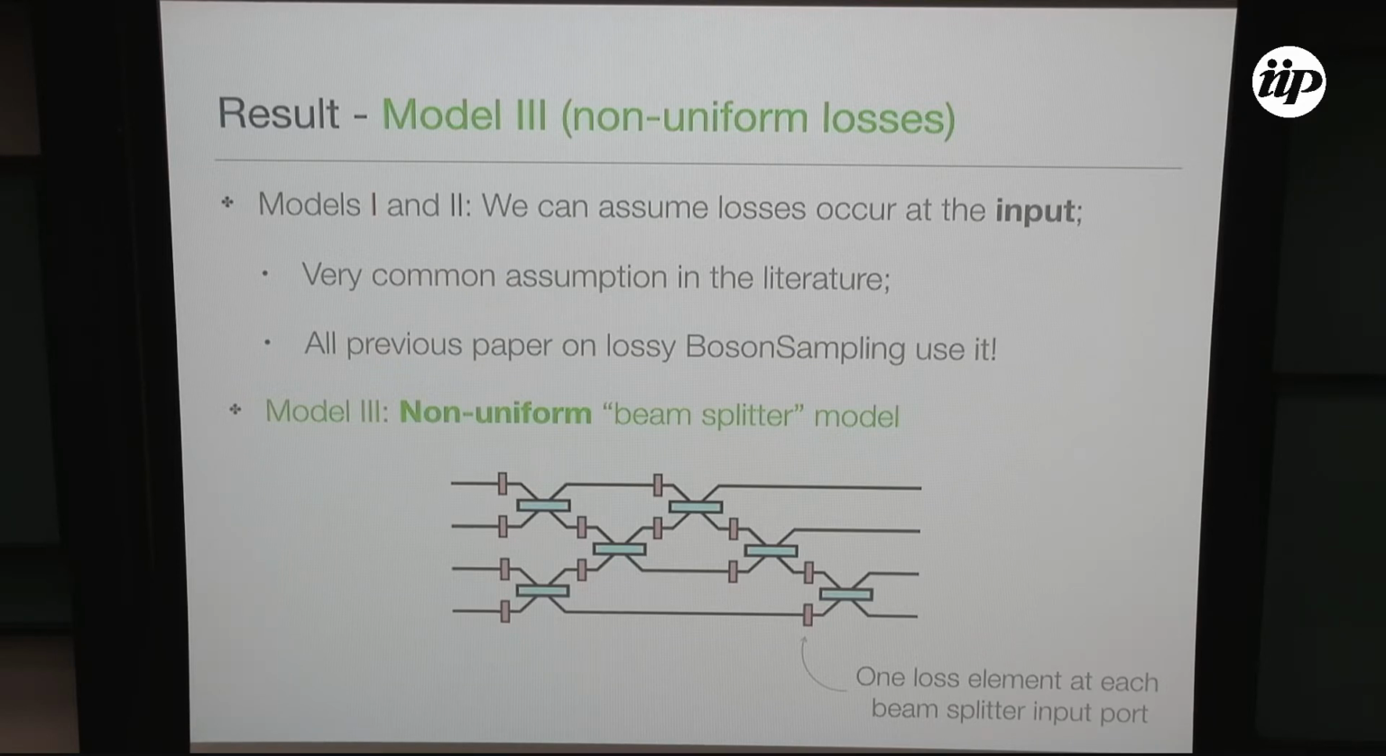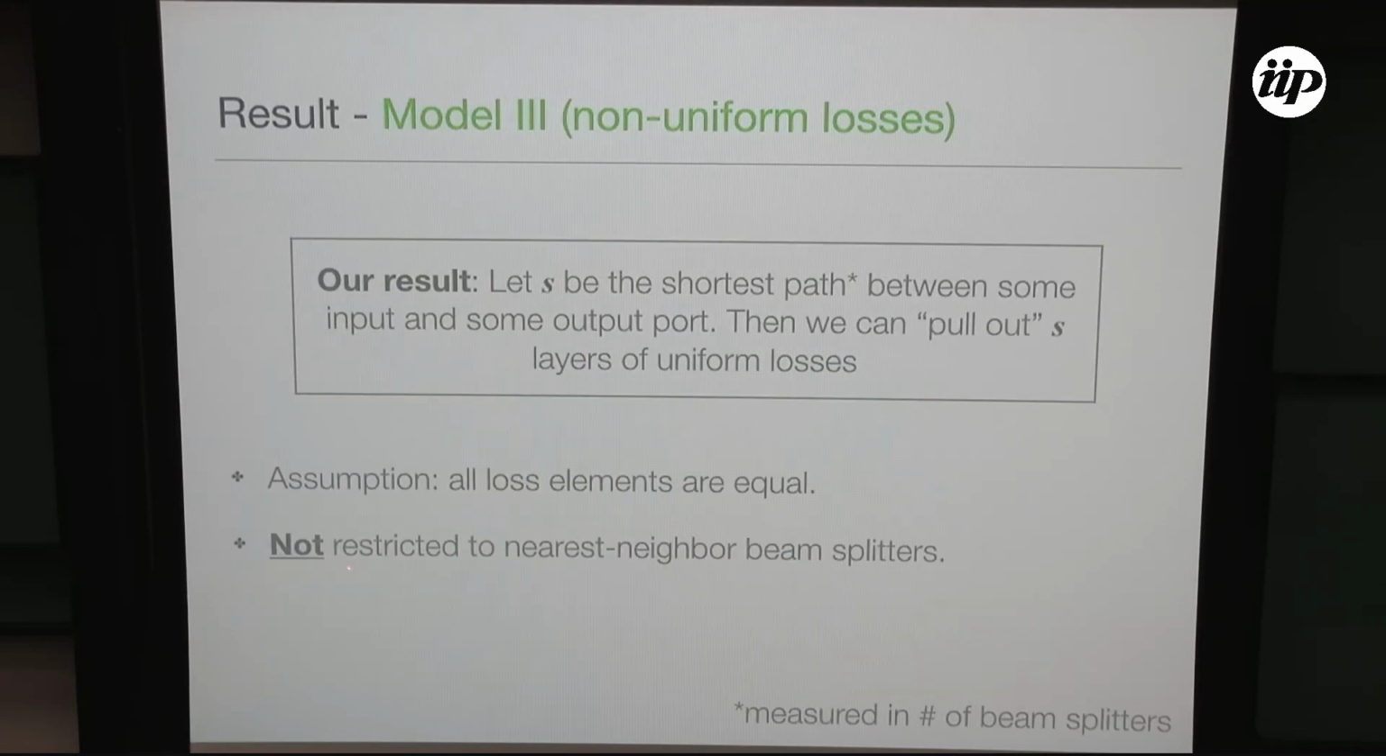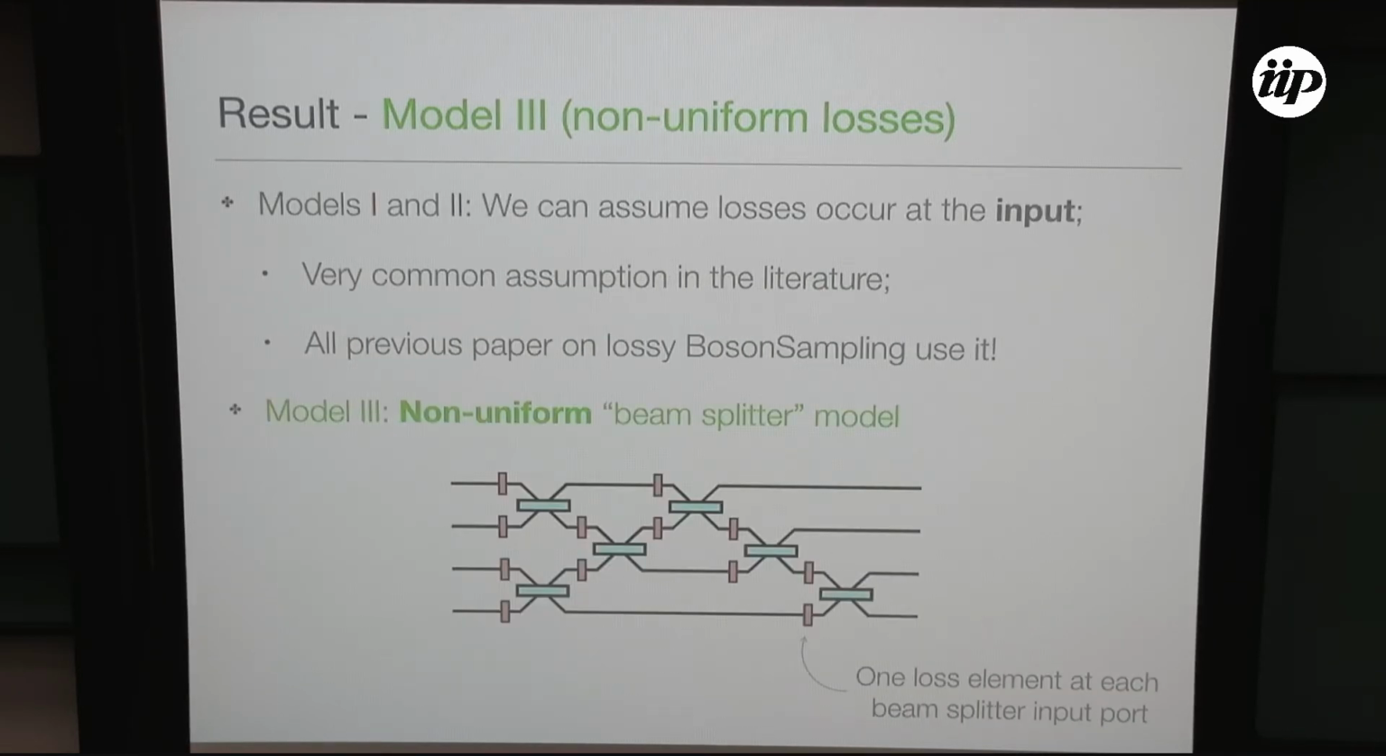What we're going to assume here is that every time you have a beam splitter, you have two of these loss elements at the input, and all of them are equal. So any non-uniformity is going to come from just the geometry of the network rather than from these elements being different. But we do not assume that we are restricted to nearest neighbor beam splitters. All my interferometers are going to be drawn with nearest neighbor beam splitters just because it's easier to draw like that.